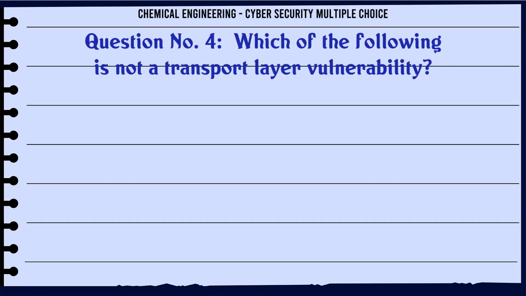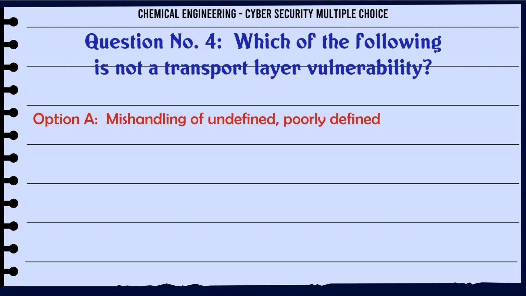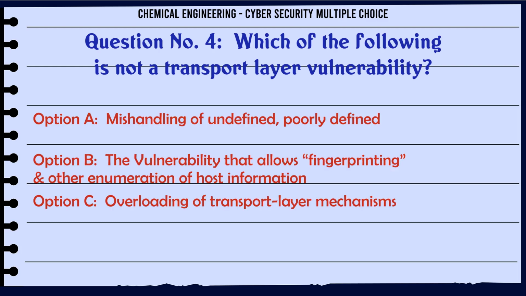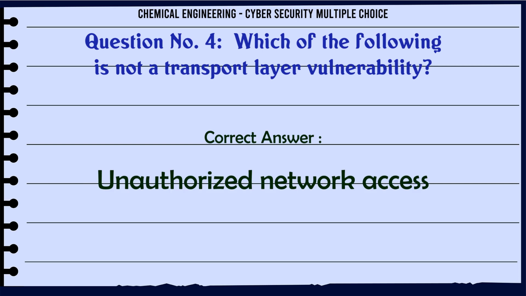Which of the following is not a transport layer vulnerability? A. Mishandling of undefined, poorly defined. B. The vulnerability that allows fingerprinting and other enumeration of host information. C. Overloading of transport layer mechanisms. D. Unauthorized network access. The correct answer is unauthorized network access.